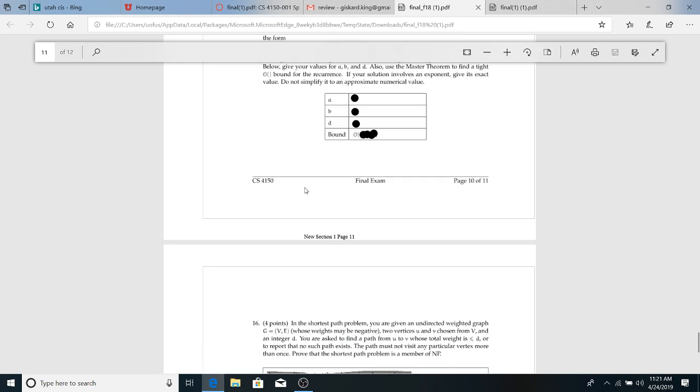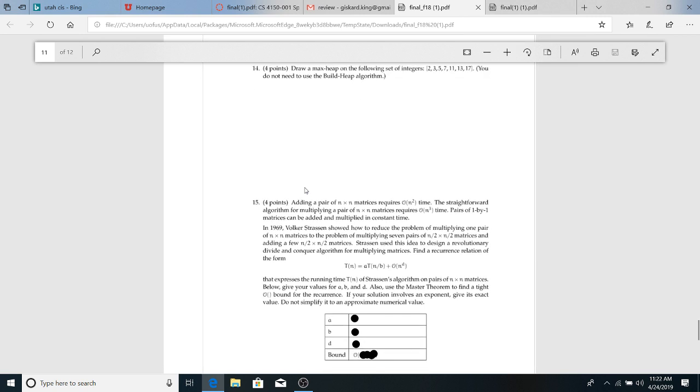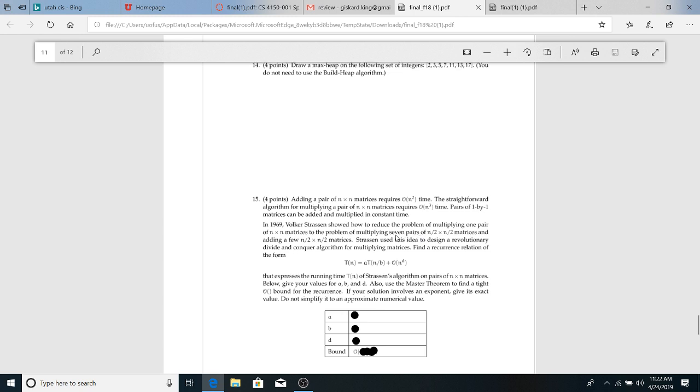Okay, so this one, you're pretty much trying to find a recurrence relation for this problem. The problem's not super straightforward, but what they're trying to do is multiply two n by n matrices together. And they claim here that there is an algorithm such that if you reduce the matrix by half, and then you do this 7 times, right? So you have 7 pairs of n over 2, and then you add a few matrices together, then you'll come up with a faster solution, right?